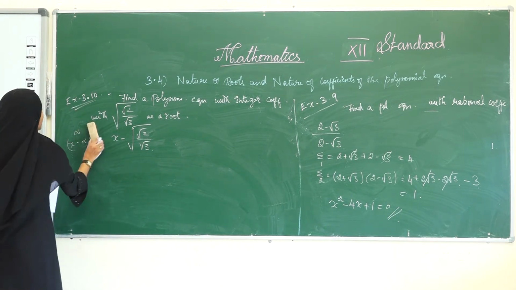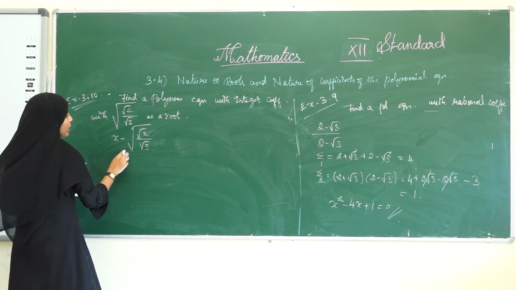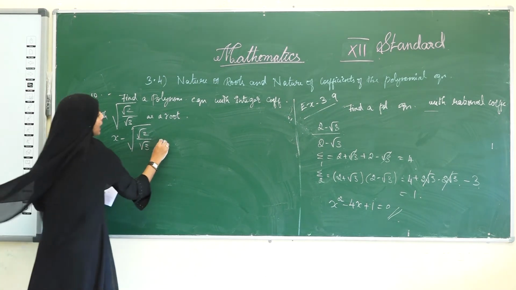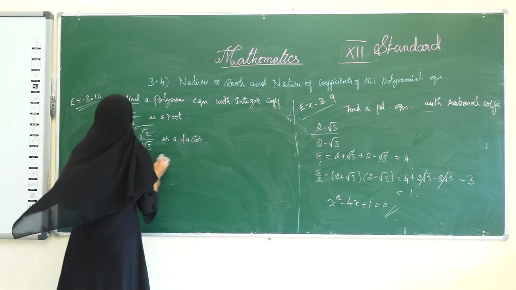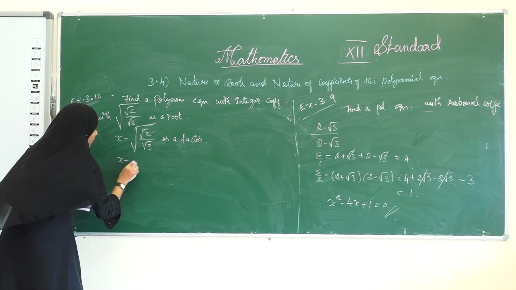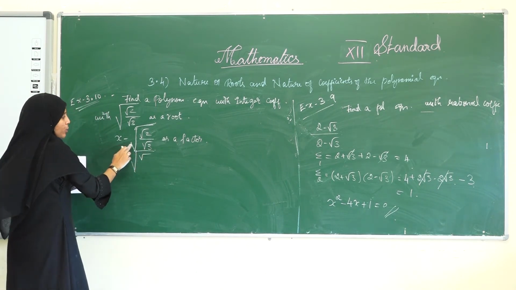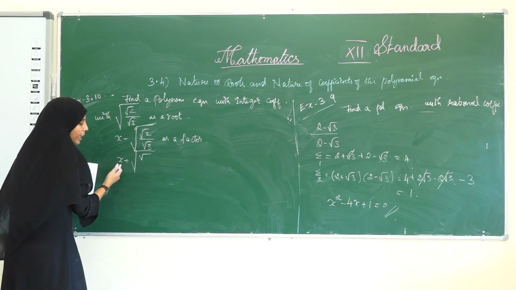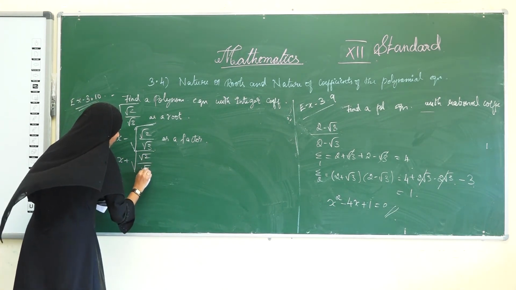Like the same way, since root of root 2 divided by root 3 is a root, we can take x minus root of root 2 divided by root 3 as a factor. In order to remove this outer square root, we are taking another factor. Here one factor is x minus root of root 2 divided by root 3, and the other factor we are considering is x plus root of root 2 divided by root 3.